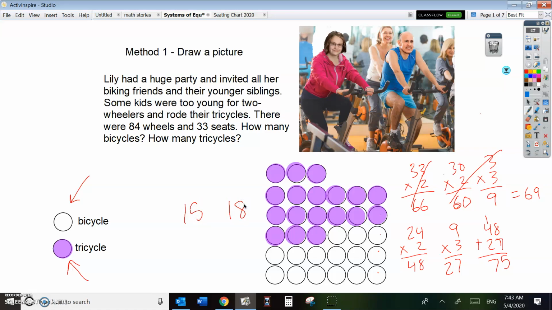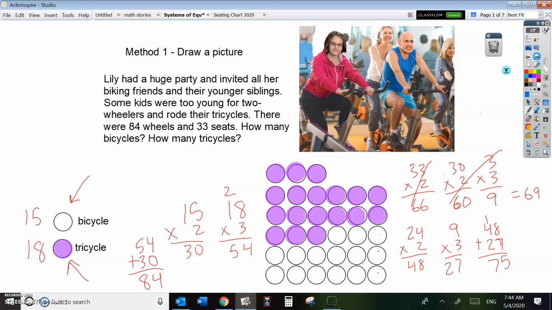Is that correct? Yep. So multiply that by 2 and get 30. Multiply that by 3 and get 54. 54 plus 30 is 84. So we need 15 bicycles and 18 tricycles.